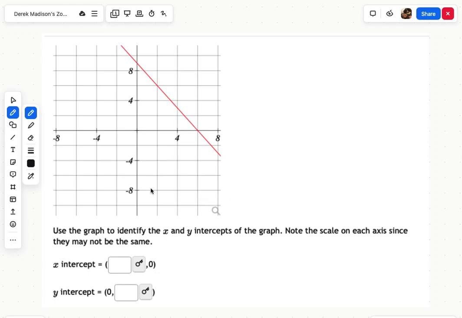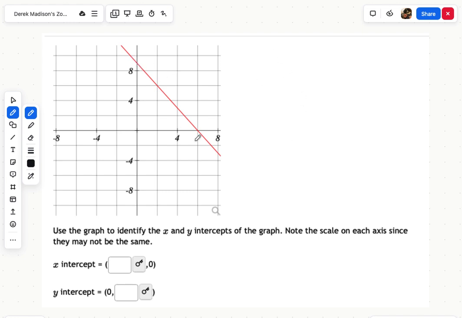Hey all, so this video is just going to be a very quick introduction to the idea of x and y intercepts. And so you can see we have our x-axis here and our y-axis here. The point where we're crossing the x-axis, that's going to be our x-intercept. The point where we're crossing the y-axis, that's going to be our y-intercept.